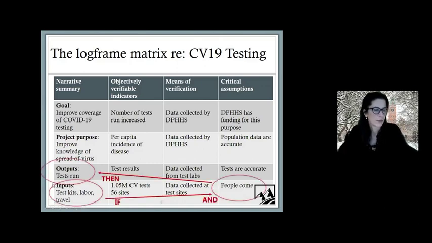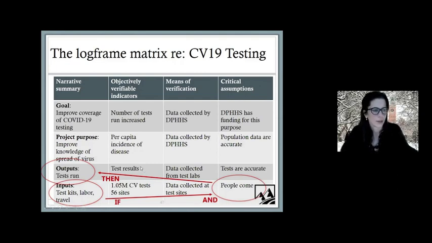So what we can then see is that if you connect, as I did on that previous slide where I showed a mock-up of a log frame matrix, if you have your inputs of test kits, labor, and travel, and the assumption is met that people actually come to your testing site, then you can get this output, which is that you actually ran some tests, some testing on the prevalence of COVID-19 in your community.